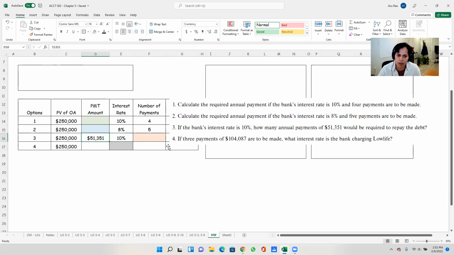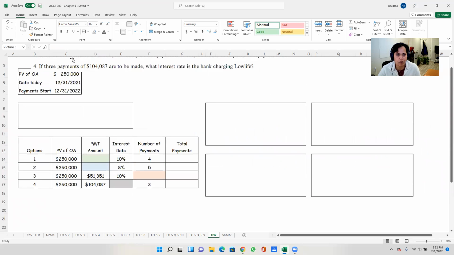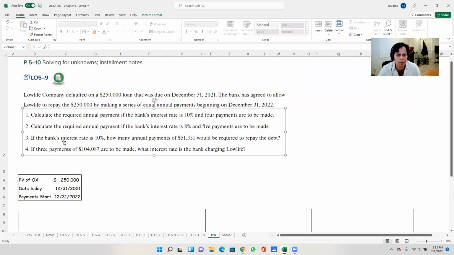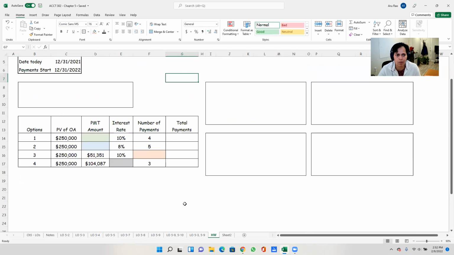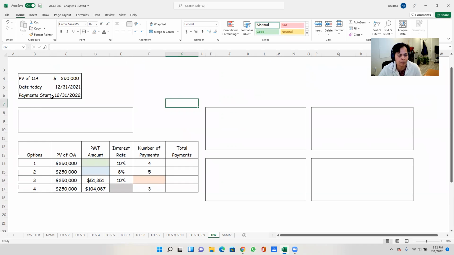And in the fourth case, they've told us 3 payments are required, so the number of periods is given to us. They've not told us what the interest rate is, but they've told us what the payments are. This is a rather high number over here, 104,087. Okay, so now that I have this information down here, let me move this back up where it was. I don't need that anymore. So let me scroll down and see what other piece of information I need. I have all the information given to me. Let me see what I will do over here.